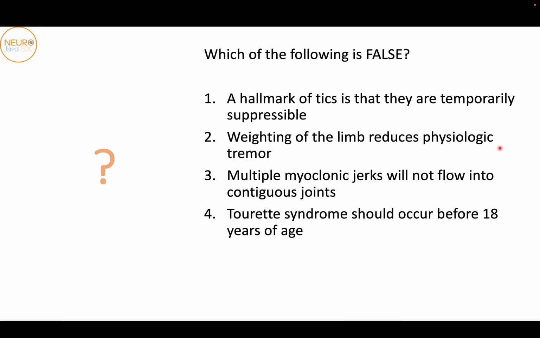Yeah, so the correct answer is weighting of the limb reduces physiologic tremor. That is one of the ways we identify a physiologic versus a pathologic tremor. Putting any weight on the involved limb should not reduce a physiologic tremor. All the other options are correct.